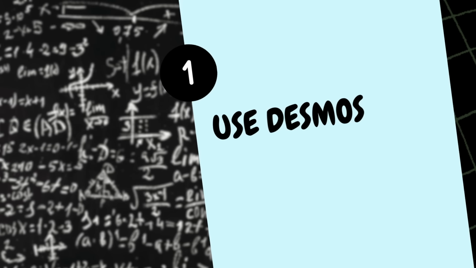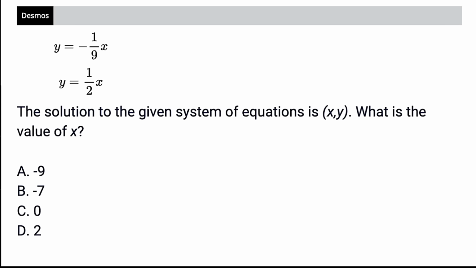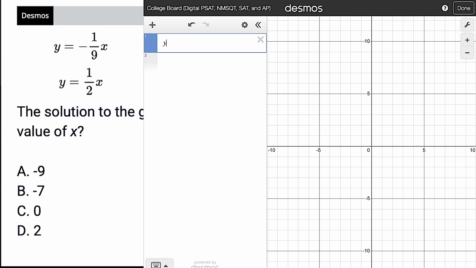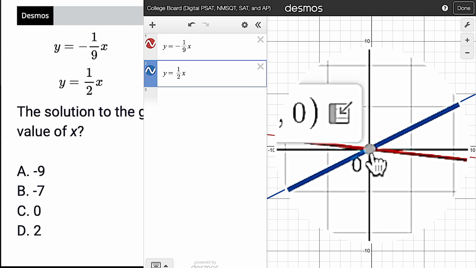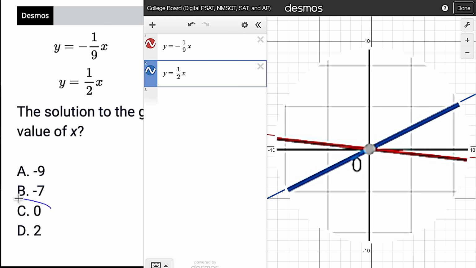Tip number 1, which may not come as a surprise, is to use Desmos. Use Desmos liberally. Even on questions you already know how to do, Desmos is going to keep you from making silly mistakes, and a lot of the time it's also going to be faster. This question's a perfect example. Traditionally, we would want to set these guys equal to each other and solve for x, but we can just pull up Desmos, plug in both equations, and now we're just looking for our intersection. And our intersection is at 0, 0. So our answer is 0.